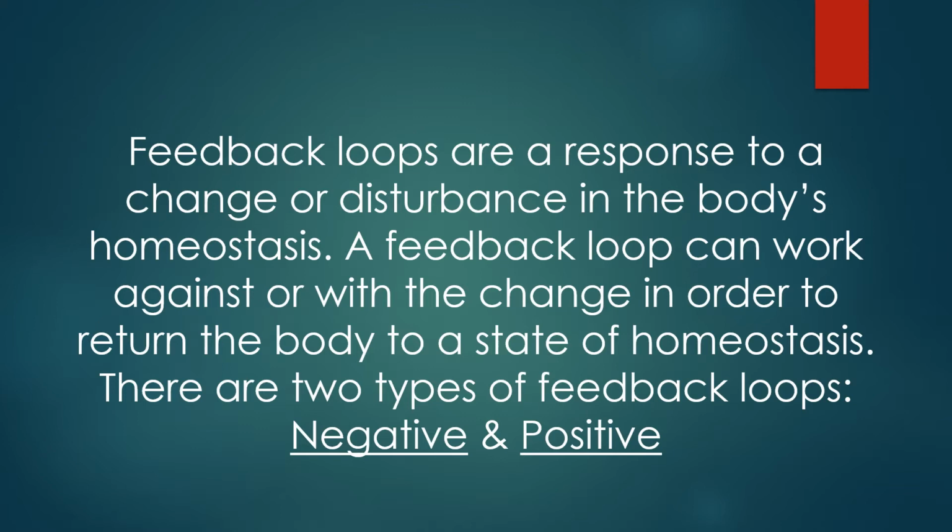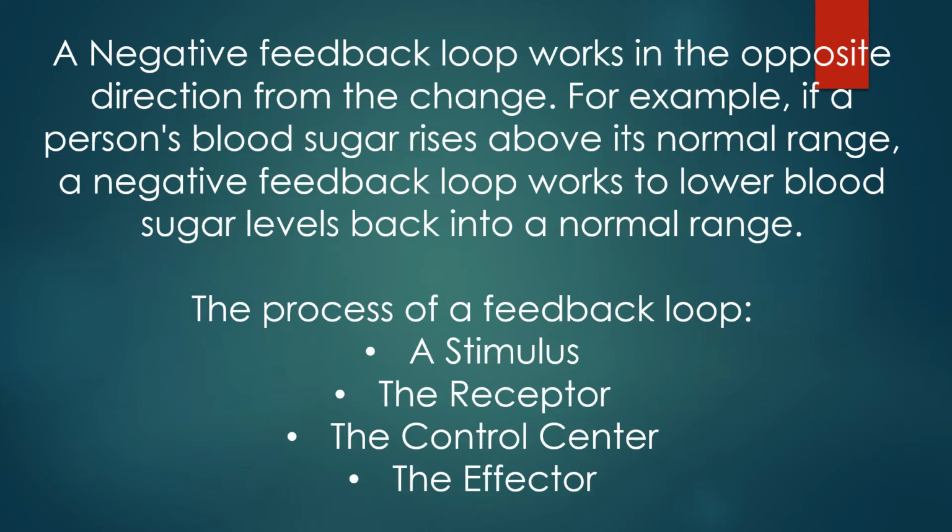There are two types of feedback loops. There are negative feedback loops and positive feedback loops. So a negative feedback loop is going to work in the opposite direction from the change. For example, if a person's blood sugar rises above its normal range, a negative feedback loop is going to kick in to work to lower the blood sugar levels back into that normal range.